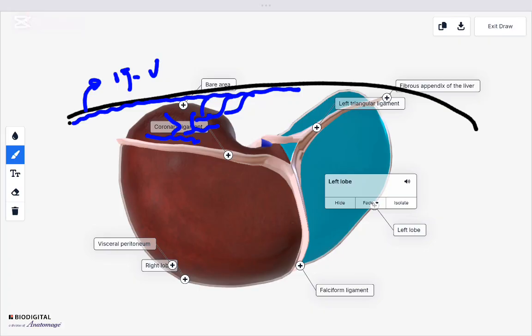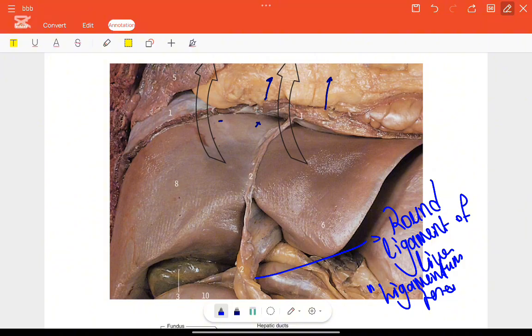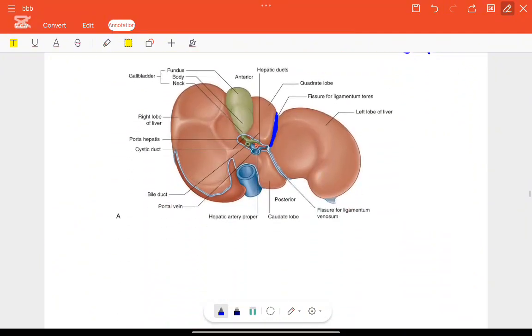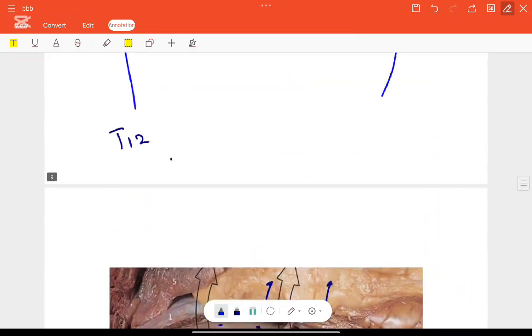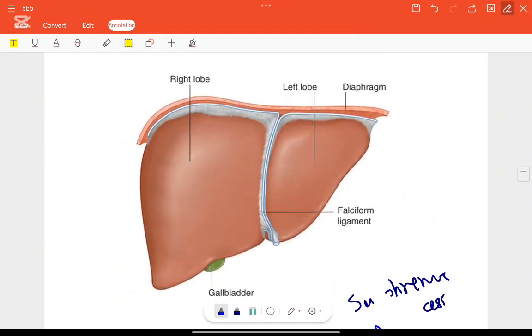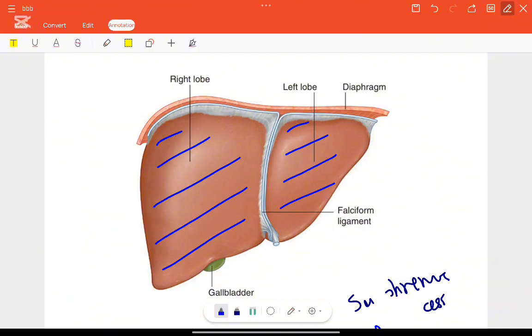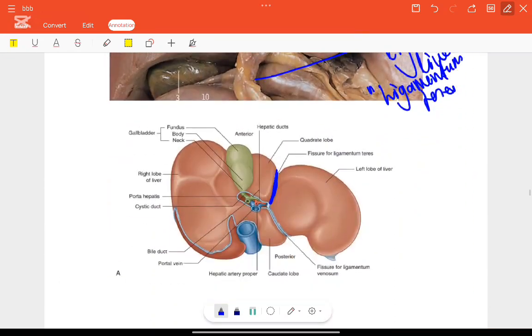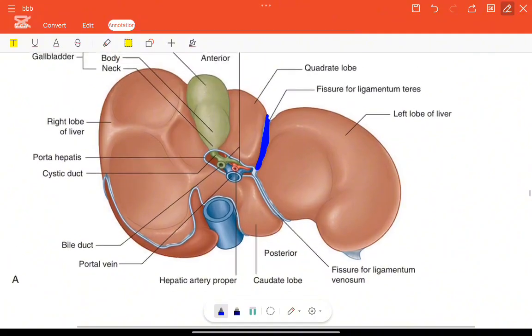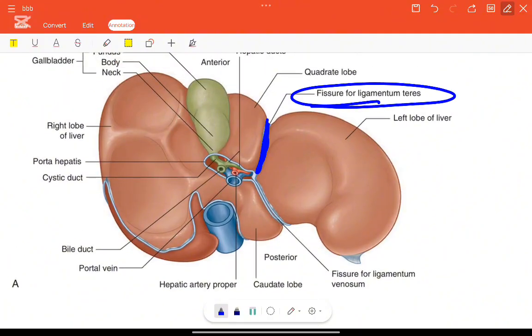Okay, good. Now I want to talk about lobes of the liver, anatomical lobes of the liver. Of course, we have right and left lobes. Everybody knows about that, right? So we have right lobe and left lobe, divided anatomically by the falciform ligament anteriorly, and on the visceral surface, it's divided by the fissure for the ligamentum teres anteriorly and posteriorly by the fissure for the ligamentum venosum.